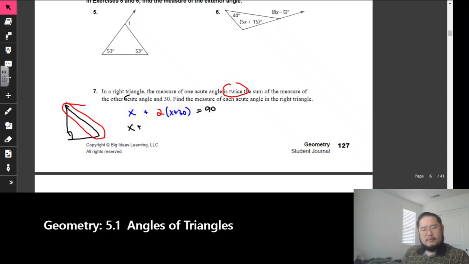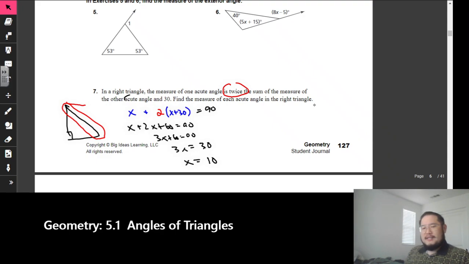So I got x plus 2x plus 60 is equal to 90. We've got 3x plus 60 is equal to 90. We'll subtract 60 from both sides, so 3x is equal to 30. And then divide both sides by 3, and x is equal to 10.